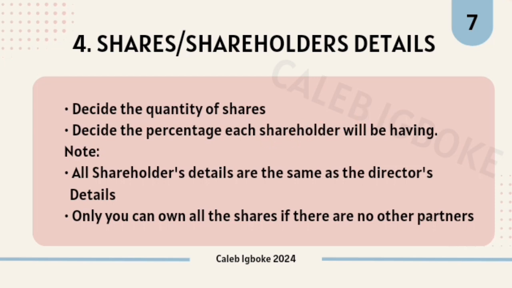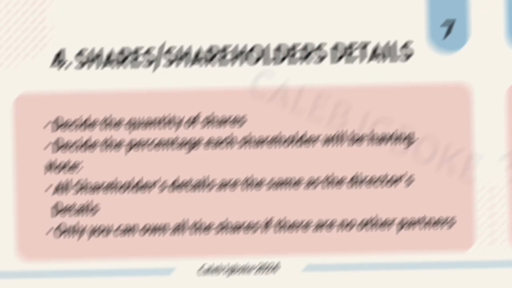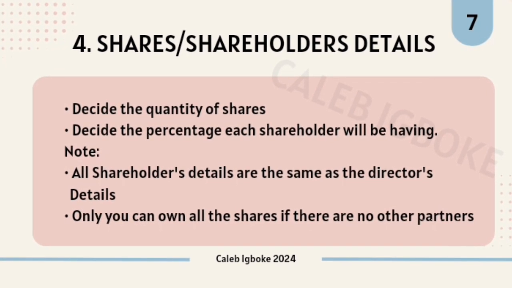Again, you have to decide the percentage each shareholder will be having. Remember, shares is very critical in your company, so you have to be very careful when allocating share to anybody in your company. And another thing is that only you can own all the shares in your company. If at the point of registration you don't have other partners you are dividing the shares with, and if in the future you wish to allocate to other person or sell your shares, you can then start selling out.